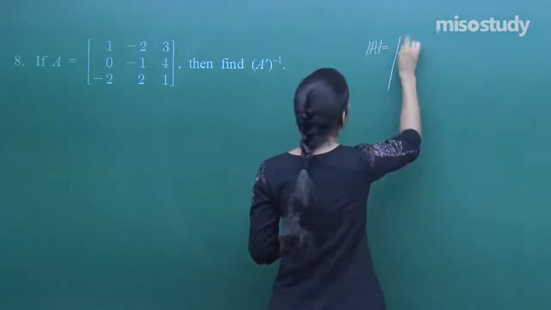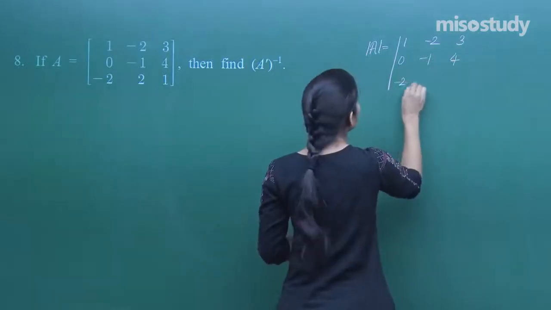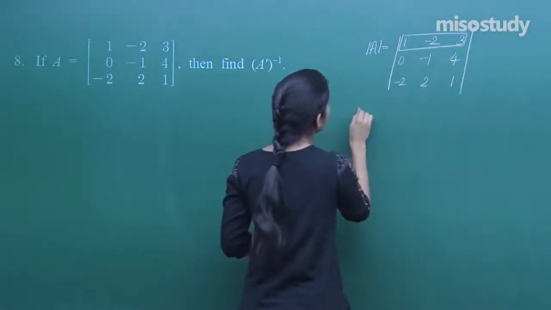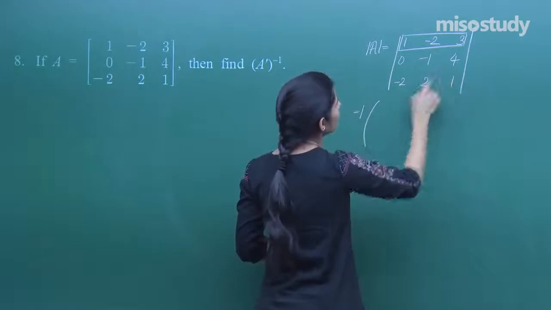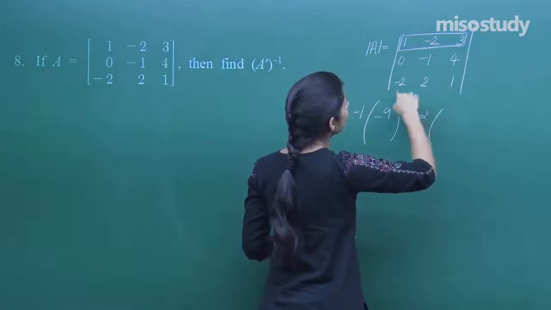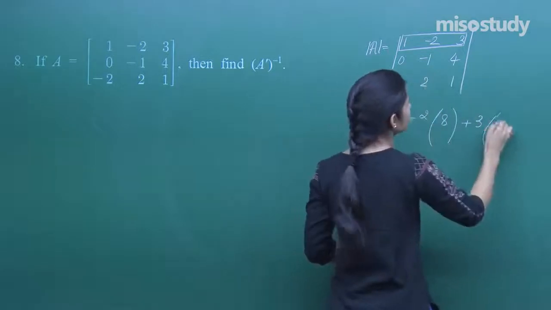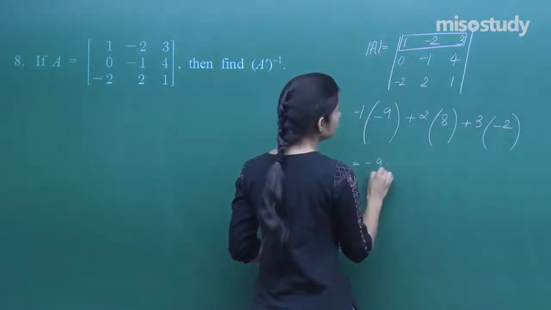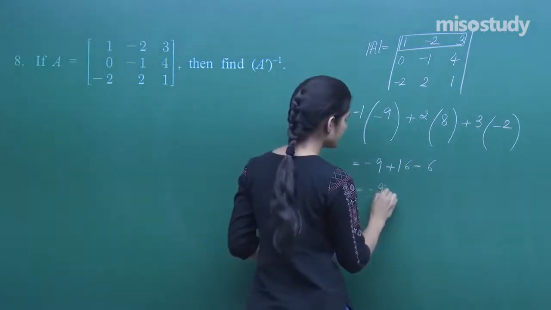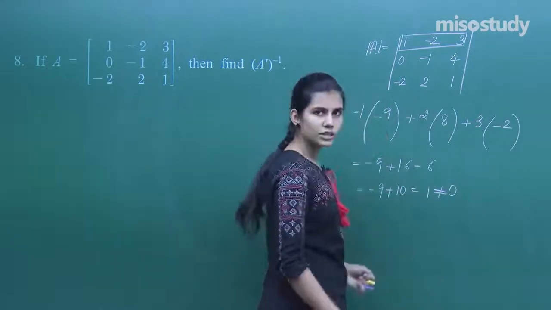It is the determinant of 1, minus 2, 3, 0, minus 1, 4, minus 2, 2, 1. Expand along the first row, not a problem. You have 1 times (minus 1 minus 8), that is minus 9, plus 2 times (0 plus 8), then 3 times (0 minus 2). So this is minus 9 plus 16 minus 6. So this gives me minus 9 plus 10, that is 1, which is not equal to 0. So clearly the determinant of A is not equal to 0.